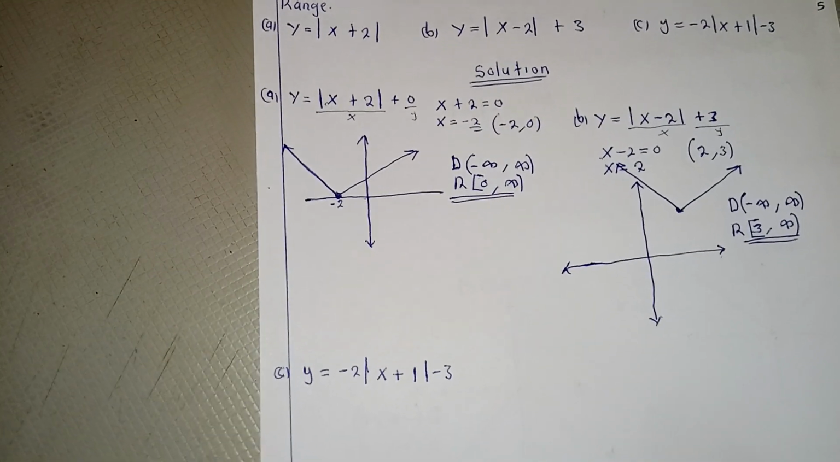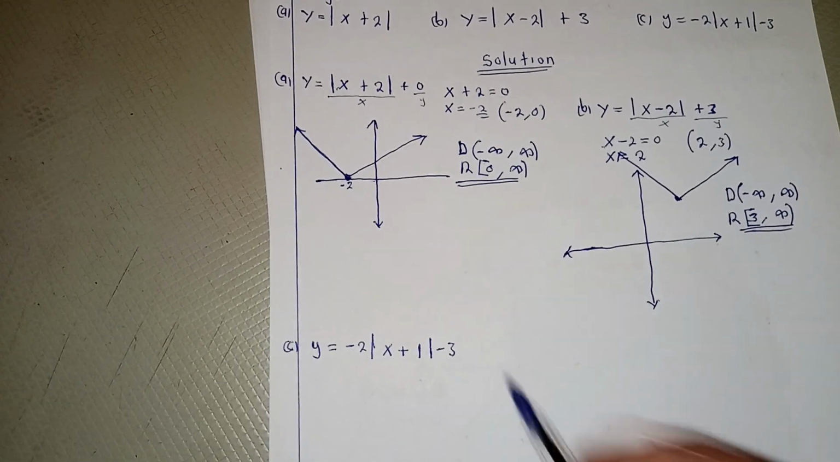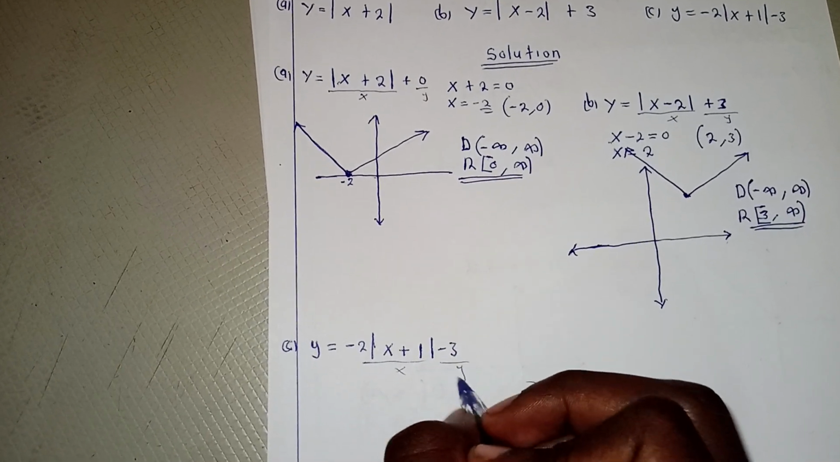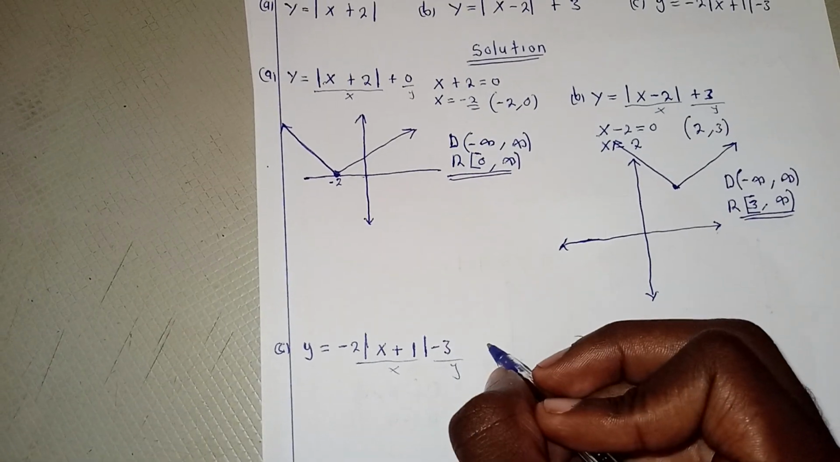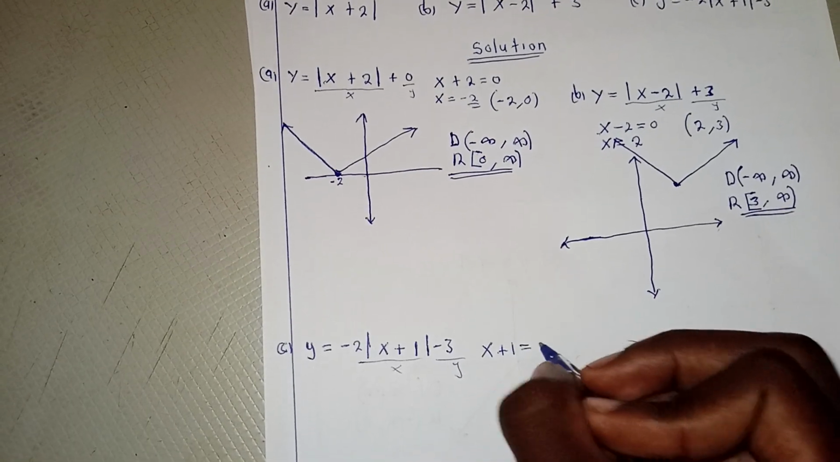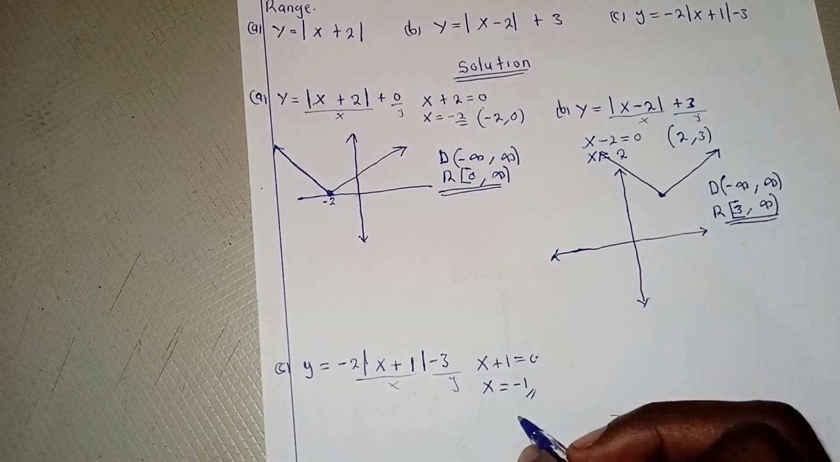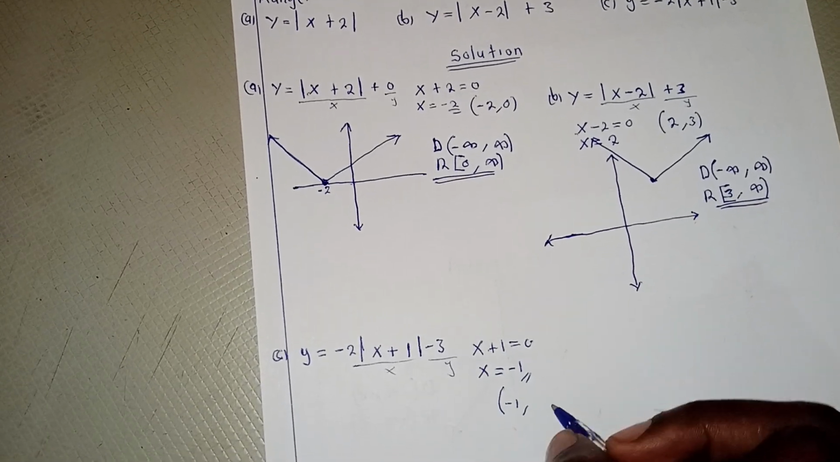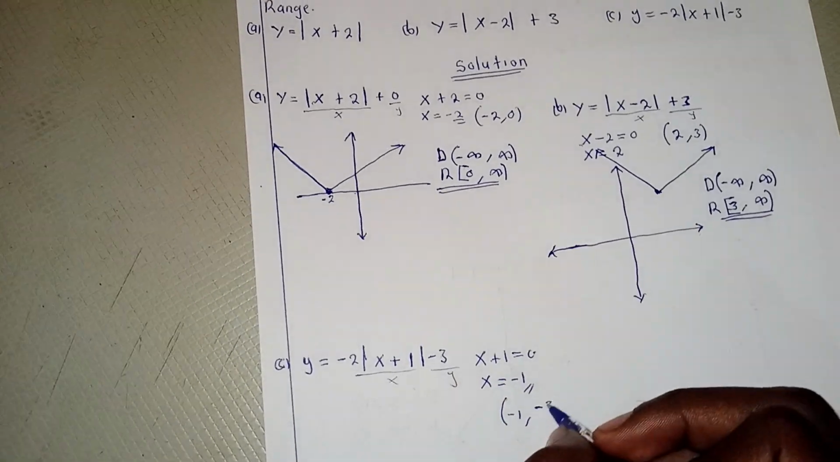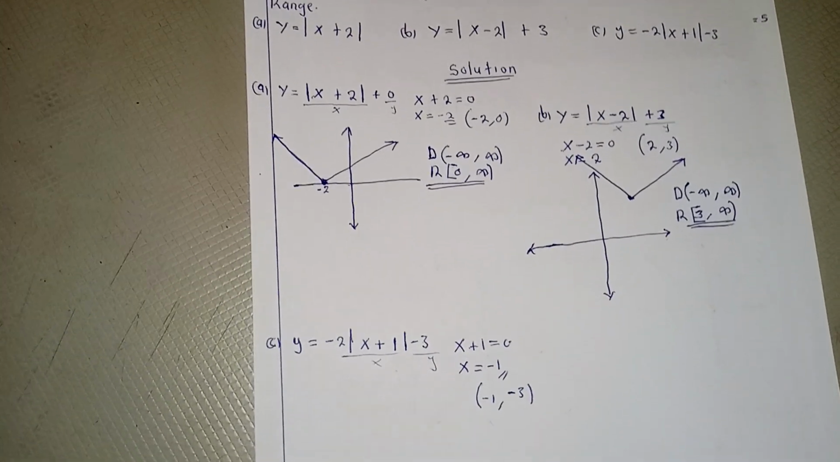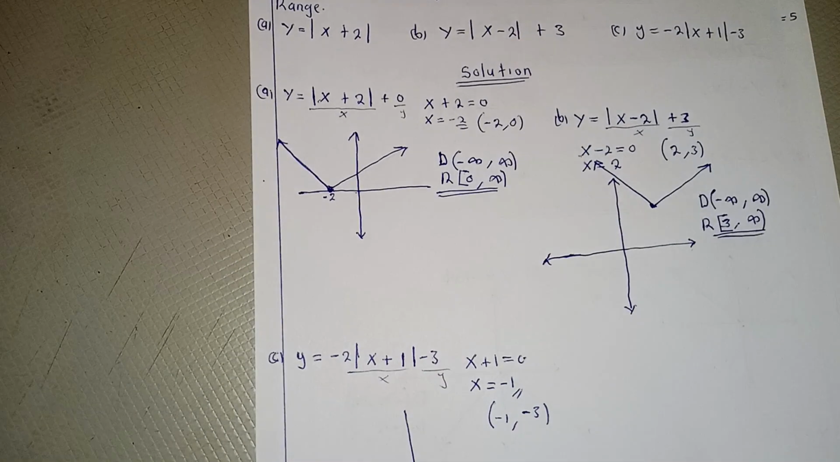So now, how do you solve this one? It's just the same concept. This part representing x, this part representing y. So automatically we'll say x plus 1 equal to 0, then x equal to negative 1. So we are going to have a point negative 1 comma negative 3, like this. Then we can graph this.